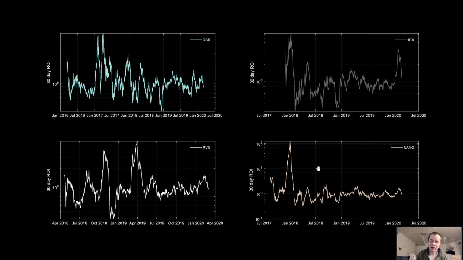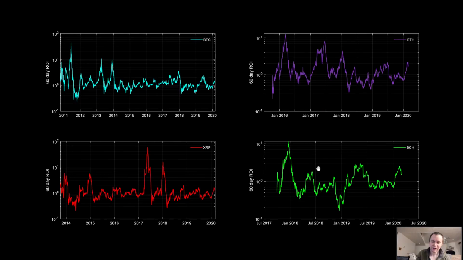Or if it does, if we see a 10x in 30 days, it likely won't be in 2020 if the idea of lengthening cycles is true. So now we're going to move quicker, because I've talked some about the coins. We're looking at the 60-day ROI.